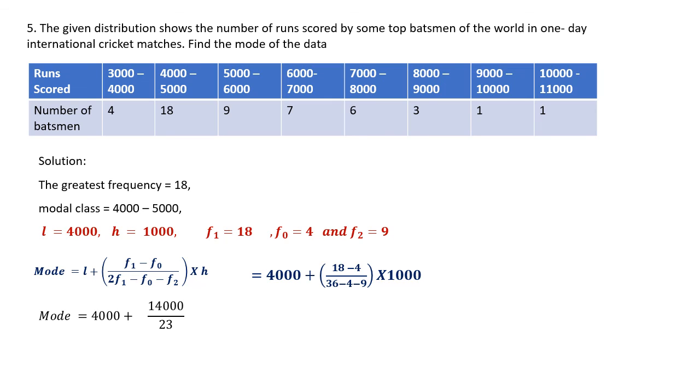Similarly, below, 36 minus 4 minus 9 gives 36 minus 13, which is 23. So we have 4000 plus 14,000 upon 23. 14,000 divided by 23 gives 608.695. When you add, you get 4608.695. Therefore, the mode of the given data is approximately this, where you can just round off. Thank you, students.